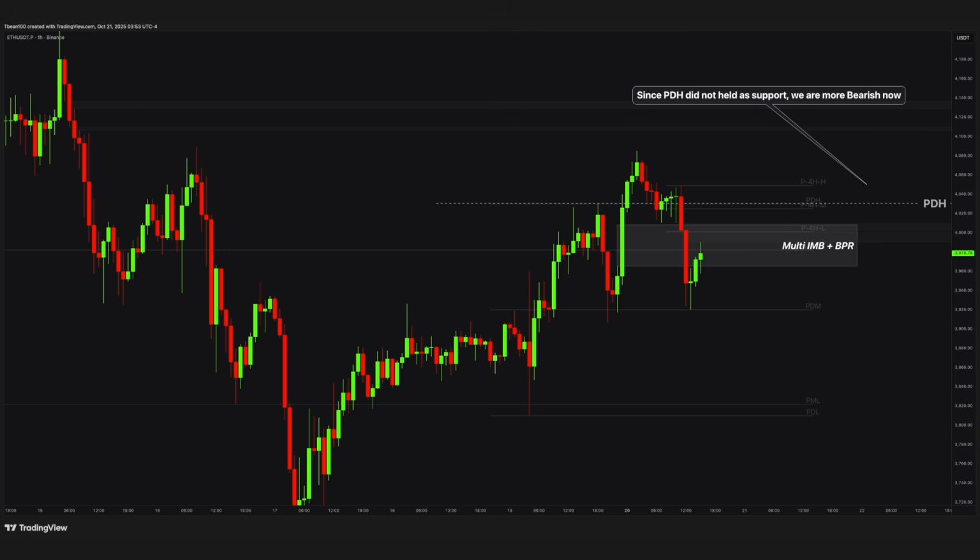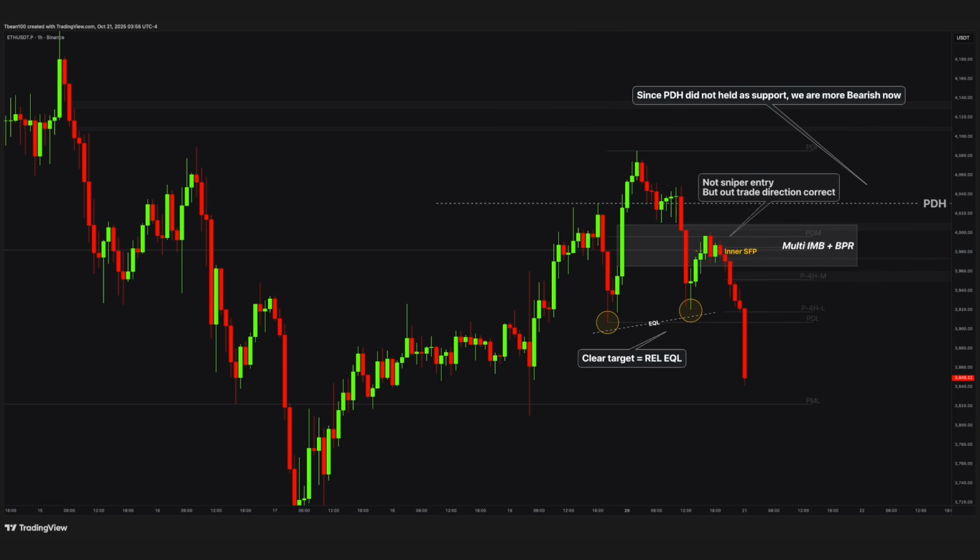This multi-imbalance area and the BPR zone could actually be an interesting signal to watch. Also, when we start to see these inner swing failure patterns forming, that can often be a bearish sign. On top of that, we've got this nice equal low sitting right below, which makes a very clear target underneath us. So yeah, you lost the last trade but won this one.